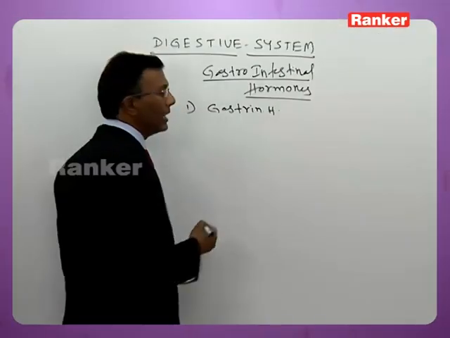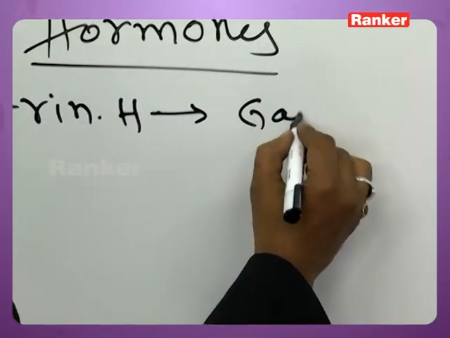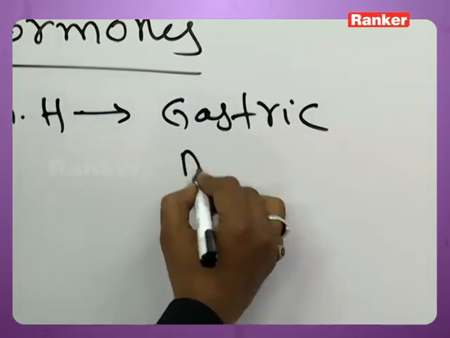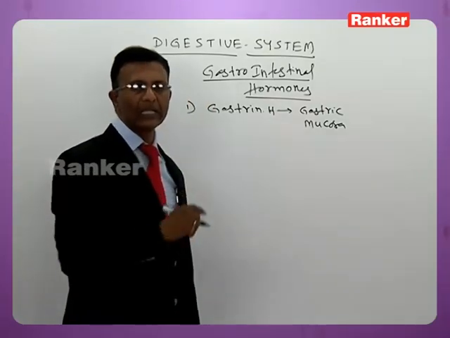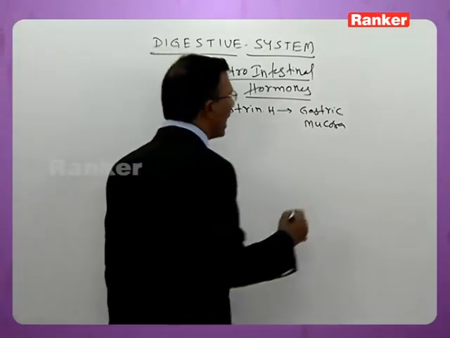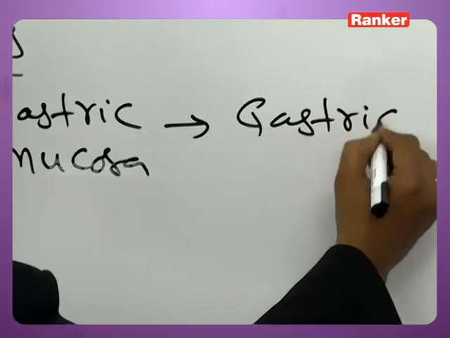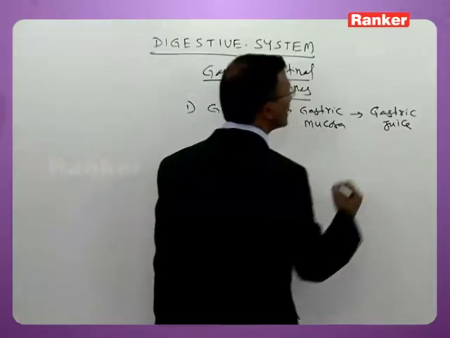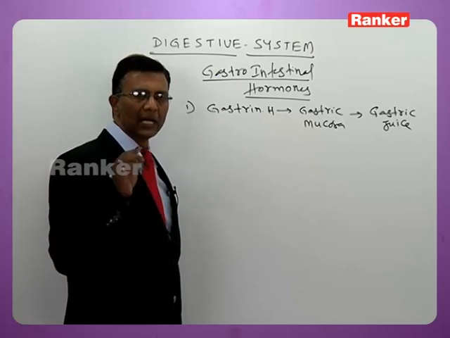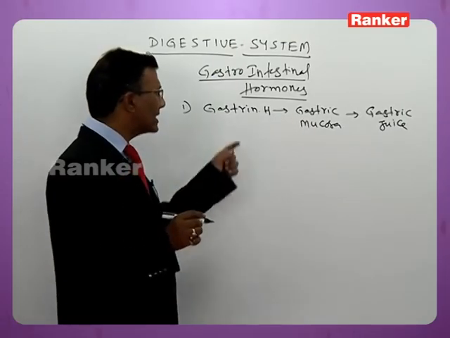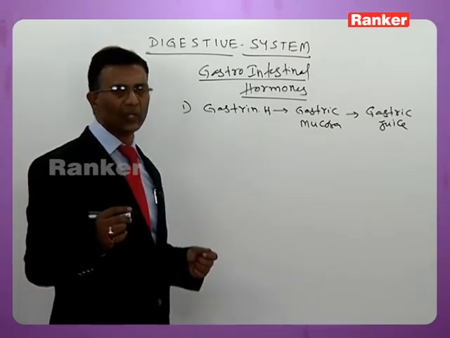Gastrin hormone is secreted by the gastric mucosa, that is, the mucosa of the stomach. And what is the function of this? It ensures the secretion of gastric juice. That is, it stimulates gastric glands to release gastric juice. So unless there is involvement of gastrin, gastric glands cannot secrete gastric juice.